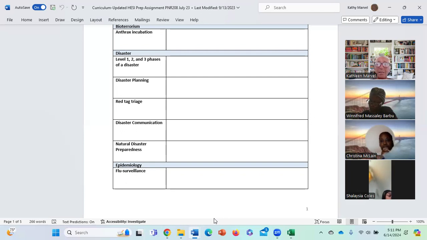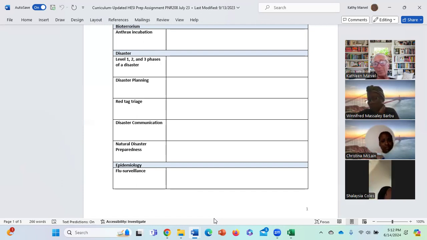What about disaster planning? What do we need to know about disaster planning from the community perspective? What's important with disaster planning from the community perspective? Preparedness. Preparedness, of course. Time of response. So what's our part in disaster planning? Training and educating the community. Exactly.